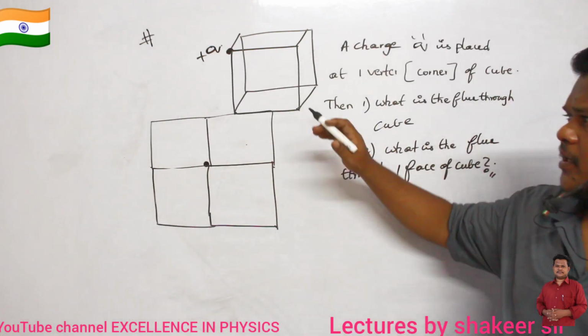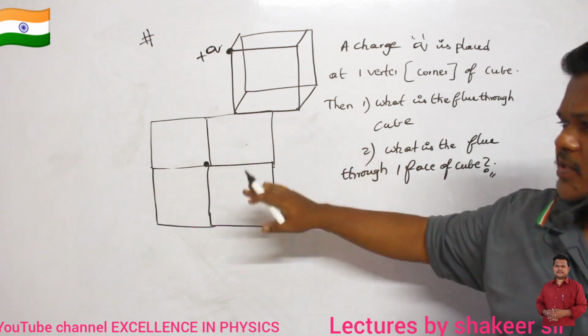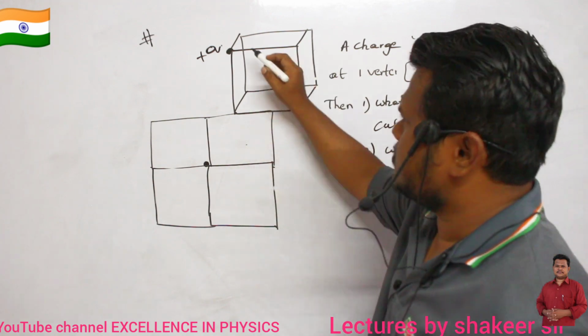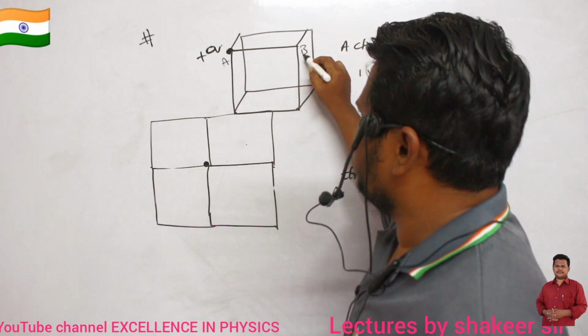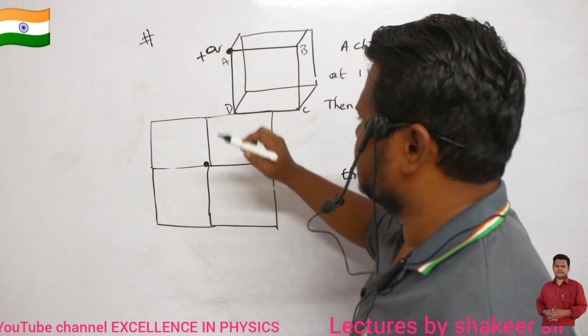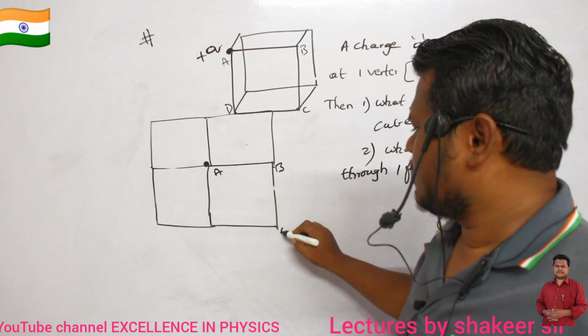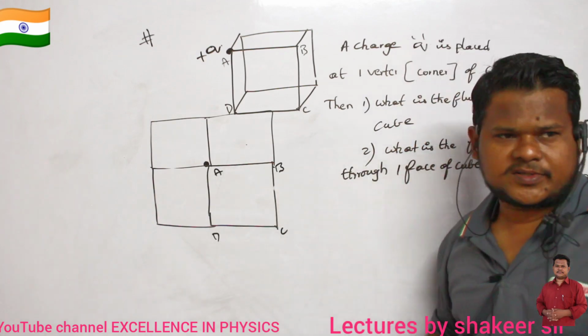Clear? I am taking the front face of this cube. This is the front face. If I look from here, this is the face which I see, no? Which face? I will see A, B, C, D. This face I will see. So I am drawing this A, B, C and D. Are you able to understand?